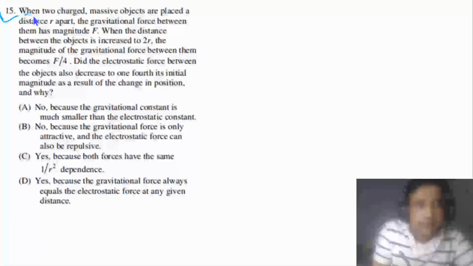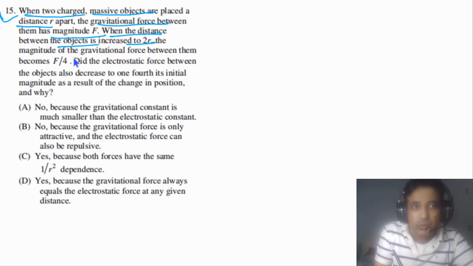Question 15 says, when two charged massive objects are placed a distance r apart, the gravitational force between them has magnitude F. When the distance between the objects is increased to 2r, the magnitude of gravitational force between them becomes F by 4. Did the electrostatic force between the objects also decrease to 1/4 of its initial magnitude as a result of the change in position, and why?